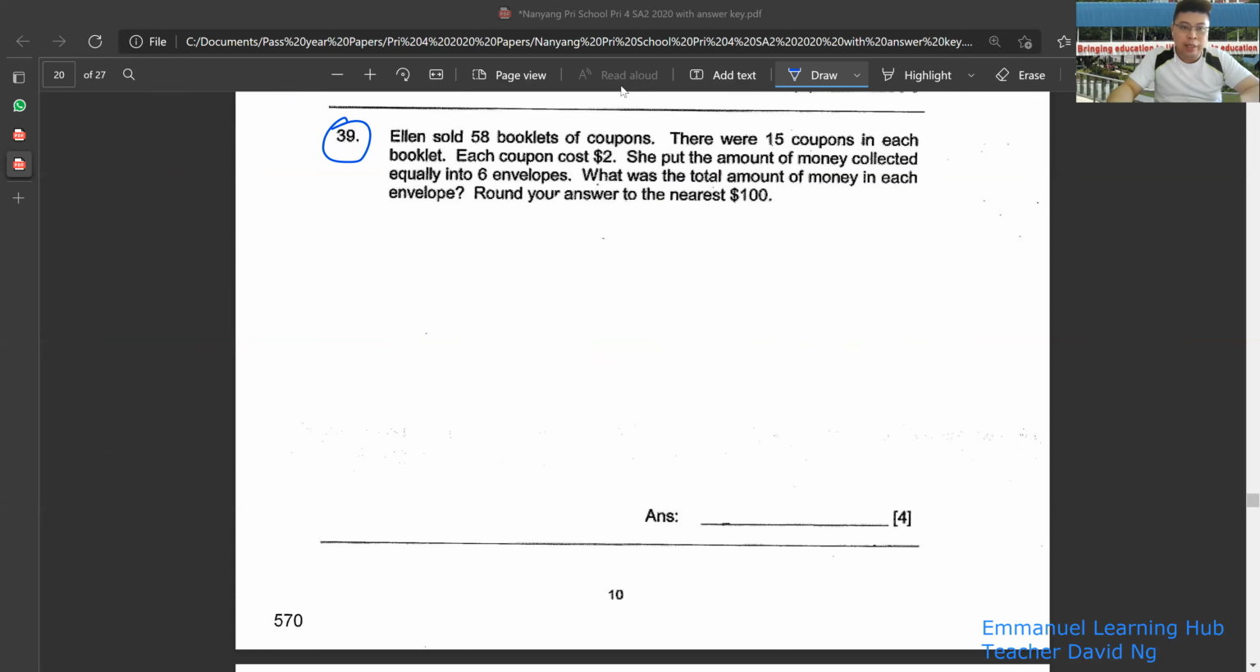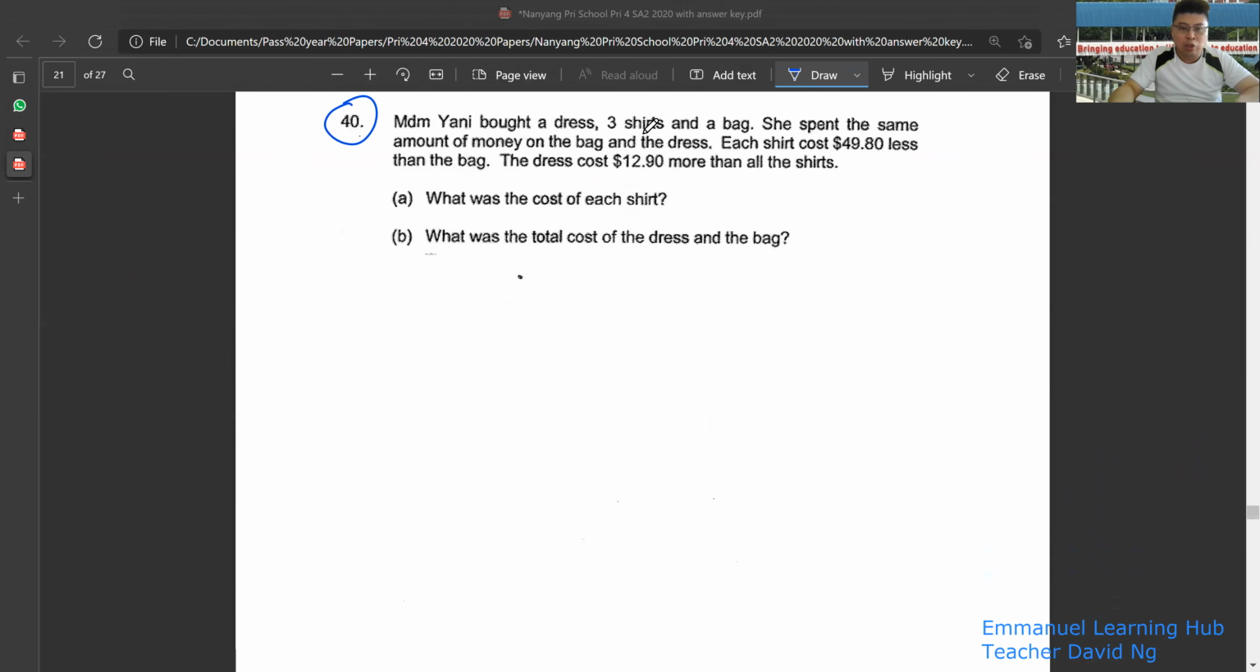Okay, let's move on to the next question. Question 40. Madam Yenny bought a dress, 3 shirts, and a bag. She spent the same amount of money on the bag and the dress. Each shirt costs $49.80 less than the bag. The dress costs $12.90 more than all the shirts. What was the cost of each shirt? What must you do? This kind of question.